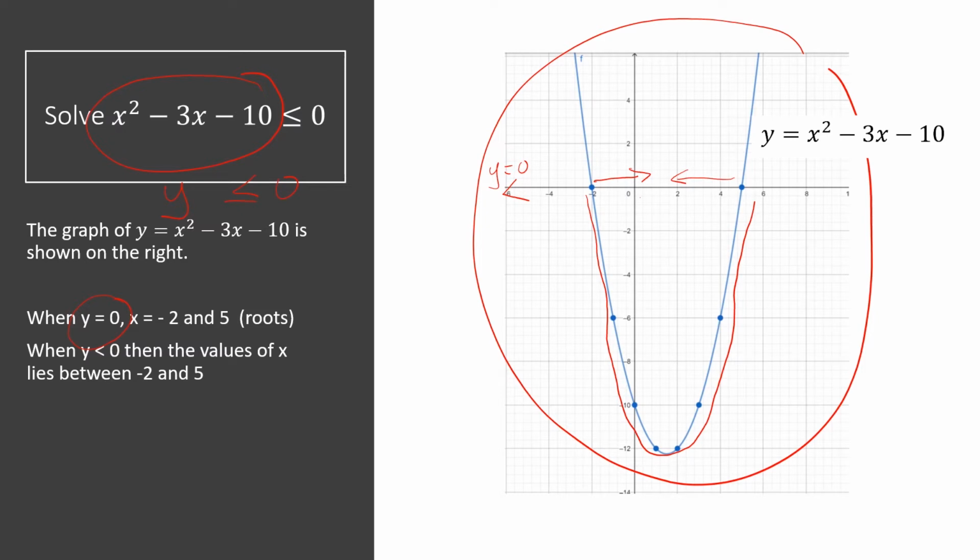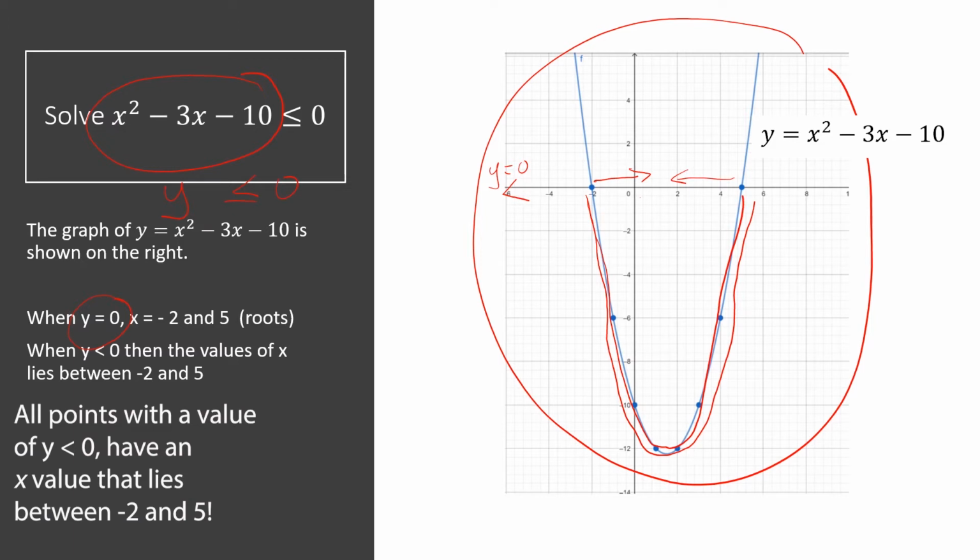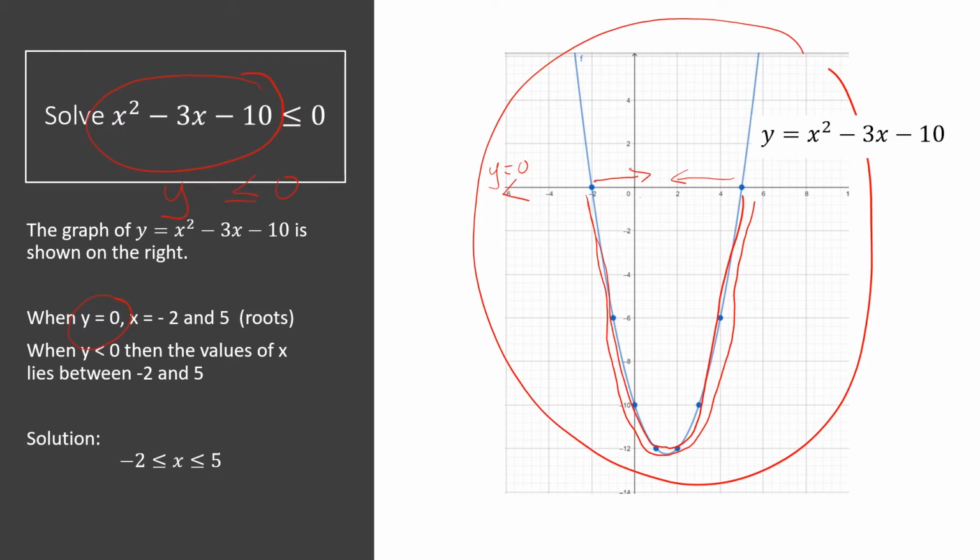Every single point that is below the line here will have a value that is between 5 and -2. So therefore our solution is -2, less than or equal to x, less than or equal to 5. That means x lies between -2 and 5. So this is how we use our graphical method to solve the inequality.